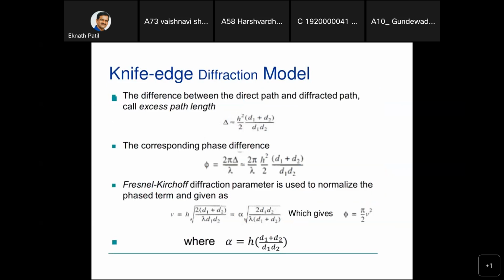gamma is equal to... that particular V is equal to h into root of 2 (d1 plus d2) divided by lambda d1 into d2, which is equal to alpha into root of 2 d1 d2 divided by lambda into (d1 plus d2), which gives phi equal to pi divided by 2 into V square, where alpha is h into (d1 plus d2) divided by d1 d2. Alpha is the angle, and that they have calculated.